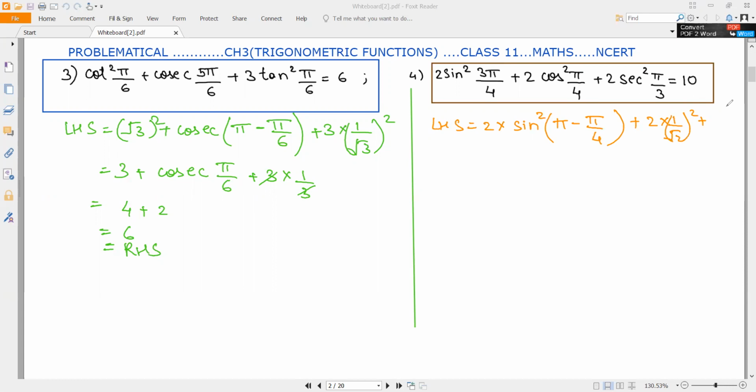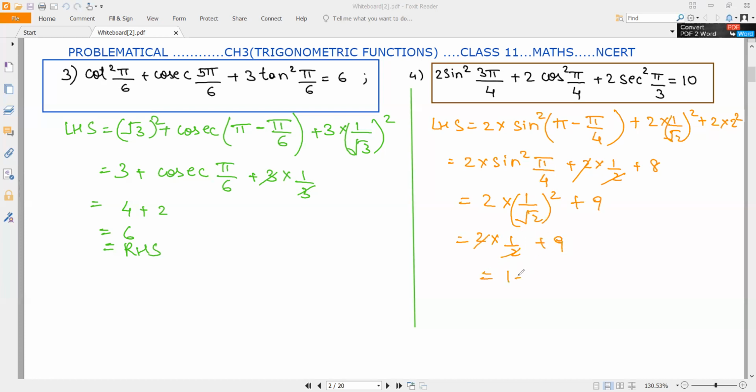plus sec pi by 3. Again it's 1. So 2 into 2 into 2 square. This is 2 into sine square pi by 4 plus 2 into 1 by 2 plus 8. This will be cancelled. You'll get 1. This is 9. This is 2 into 1 by root 2 whole square plus 9. This is 2 into 1 by 2 plus 9, which is equal to 1 plus 9, which is equal to 10. Okay.